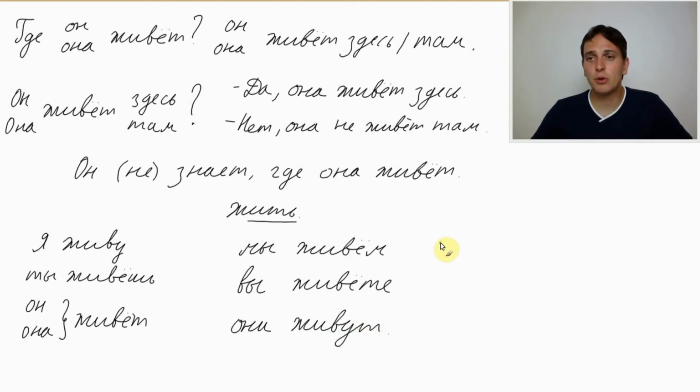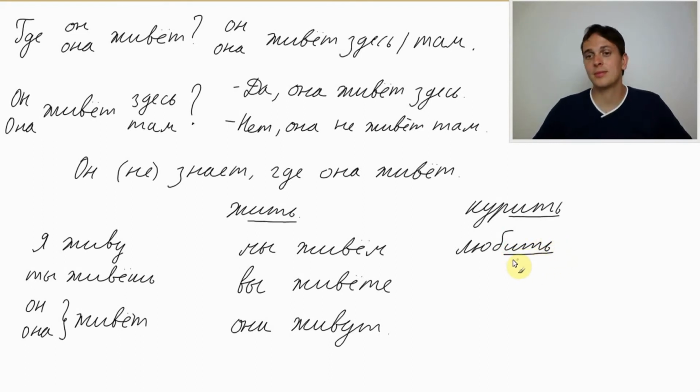And now I will give you a homework. Try to conjugate verbs курить and любить. Курить is to smoke. It ends in ить. And любить is to love.